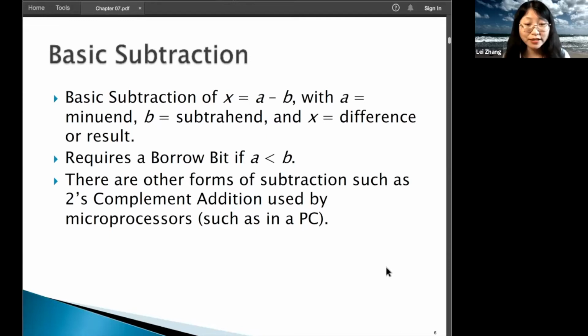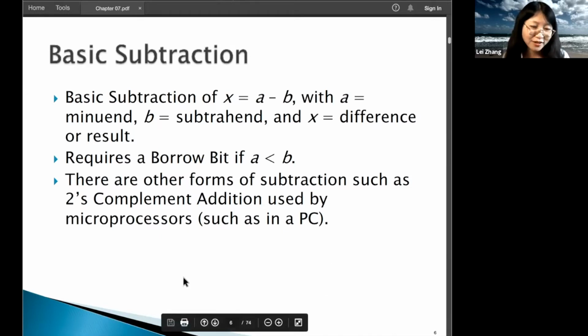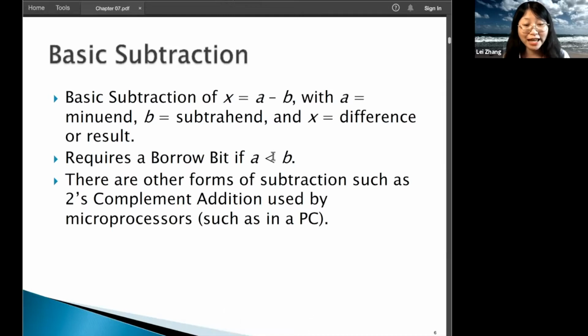I'm thinking about a decimal example, like if you want to subtract 9 from 10. The last digit is 0 for the decimal 10, so you have to borrow one from the next digit. This is the same for binary subtraction. If bit a is less than b, you have to borrow one from the next bit.